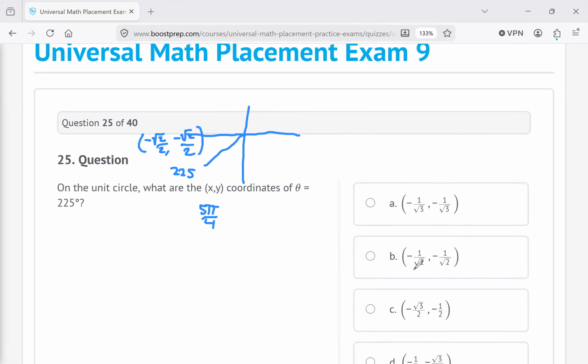Why didn't you say it's negative radical 2 over 2? Yes. They didn't rationalize the denominator. So for example, negative 1 over radical 2, if they rationalize the denominator by multiplying both sides by radical 2, you get negative radical 2 over 2. So this is the one.